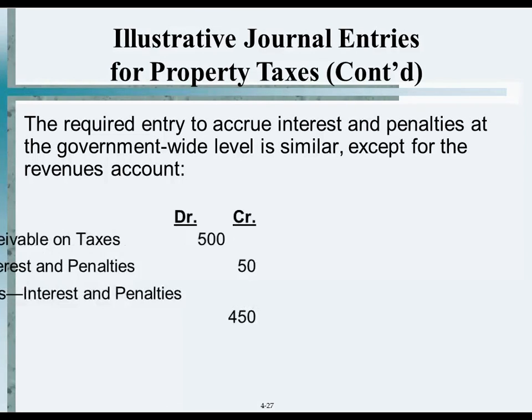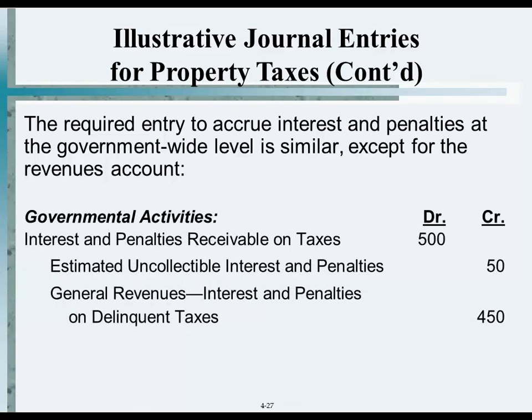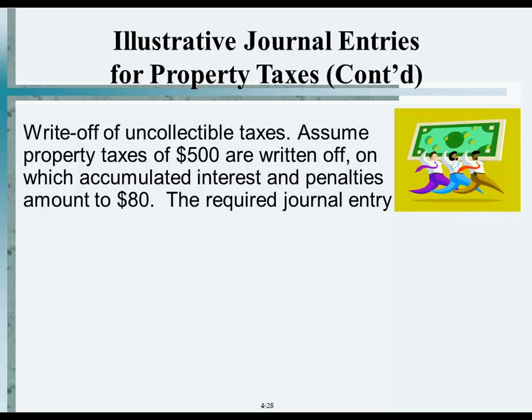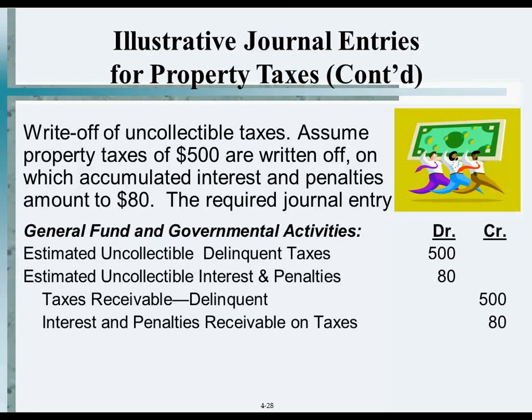Okay, two more slides, and then we'll take a break. I think we talked about this at the governmental activities level. Remember, we're taking snapshots at the general fund and governmental activities. And finally, this is what happens. Write-off of uncollectible taxes, $500 are written off, on which penalties, interest amount to $80.